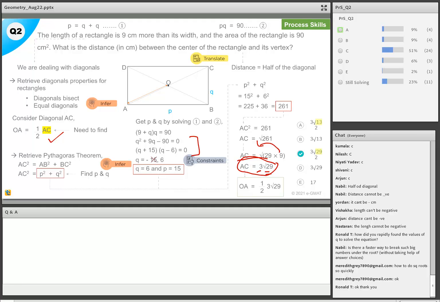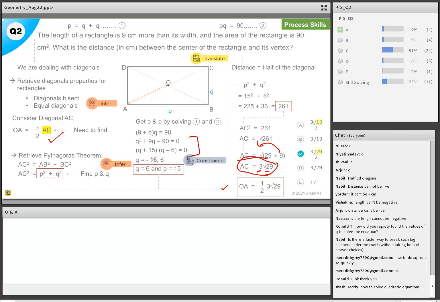With that, I have the value of OA, right? The value of OA is equal to half of 3 times root 29. That gives me choice C as the correct answer choice for this question.